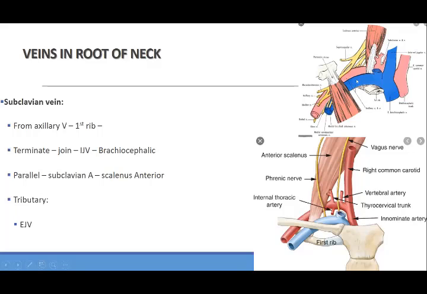Look at this: subclavian vein, internal jugular vein, and the two join together to form the brachiocephalic vein, on both sides.